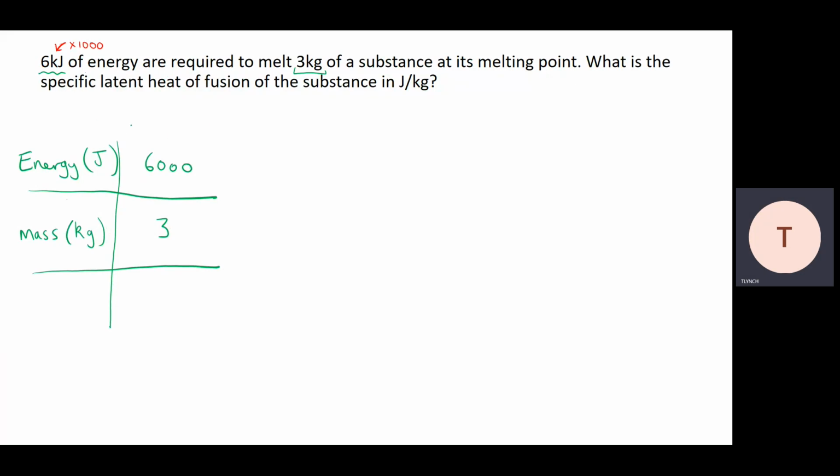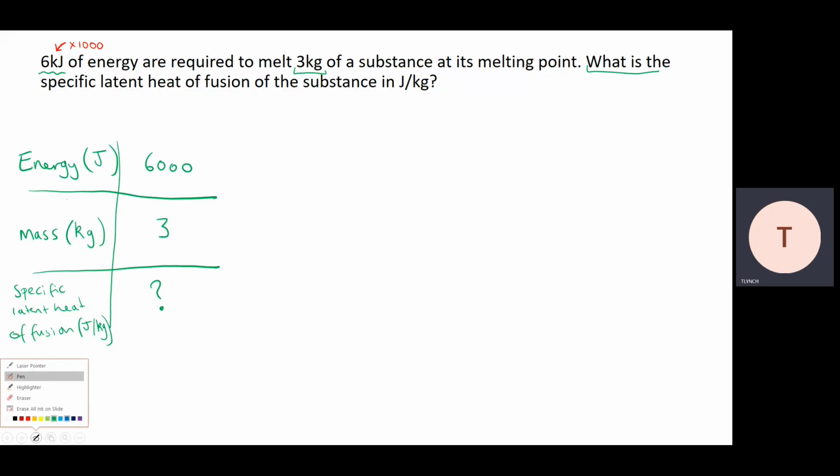And it says, what is the specific latent heat of fusion of the substance? That's what I'm being asked to calculate. So the last thing is what I'm being asked to calculate, and it's asking me to calculate the specific latent heat of fusion in joules per kilogram.